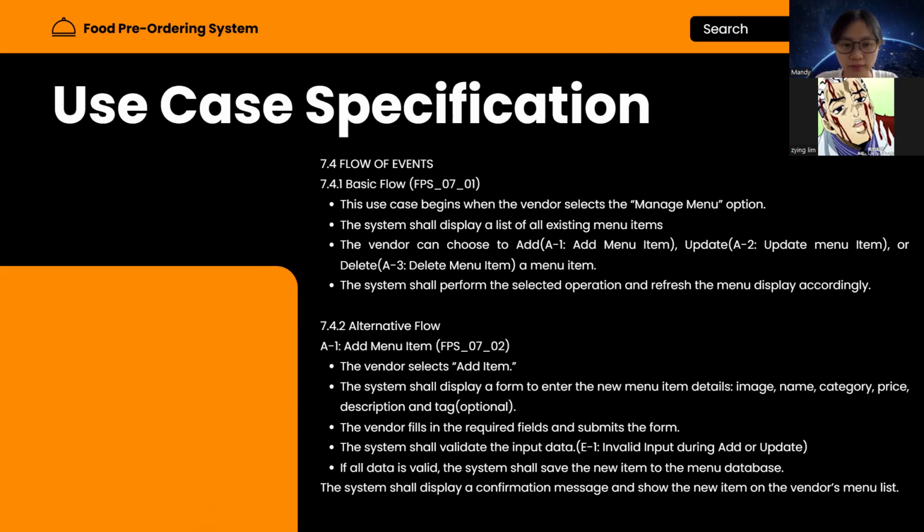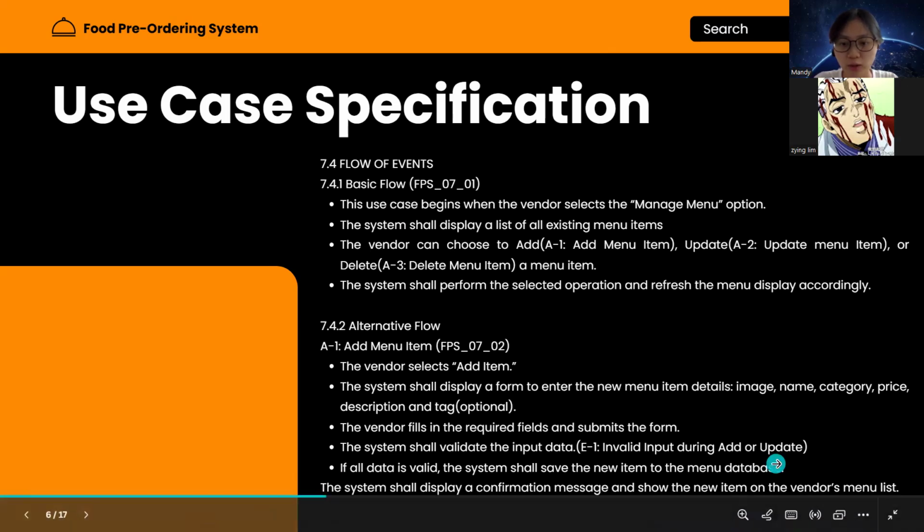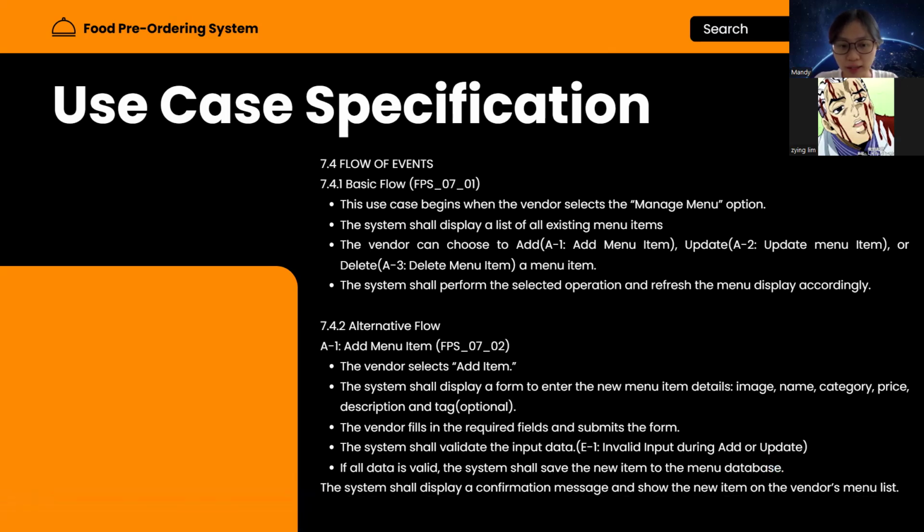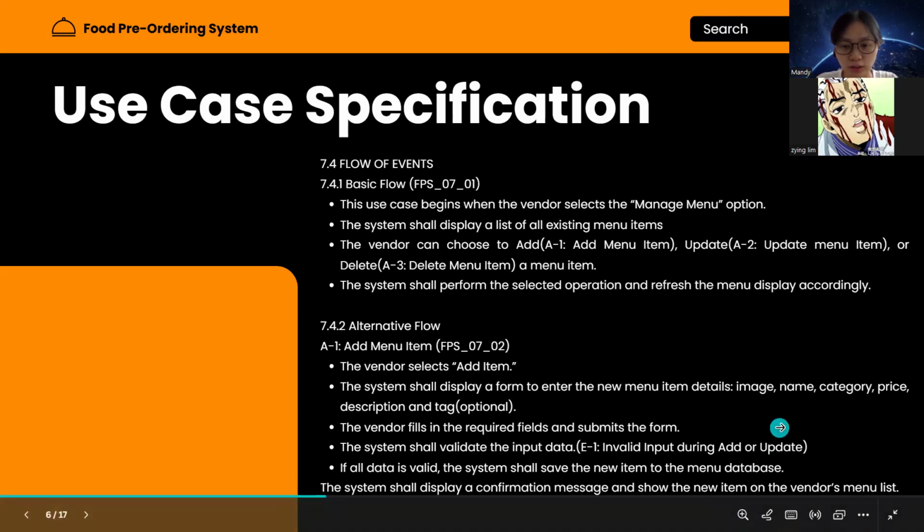So for the first one, alternative one, add menu items, the vendor needs to select add item, and the system shall display a form to enter the new item details such as image, name, category, price, description, and tag is optional. The vendor fills in the required fields and submits the form. And the system shall validate the input data as in exception 1, invalid input during add or update. If all data is valid, the system shall save the new item to the menu database. And the system shall display a confirmation message and show the new item on the vendor menu list.